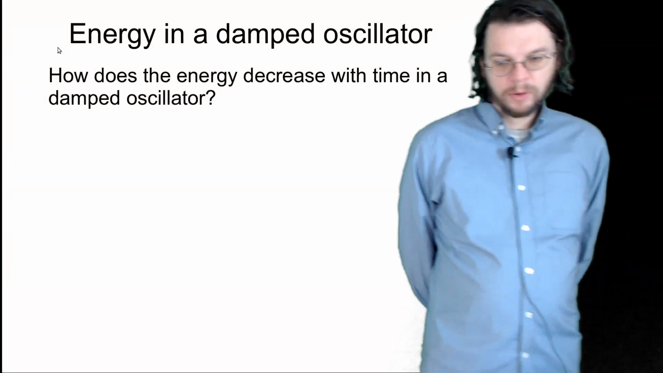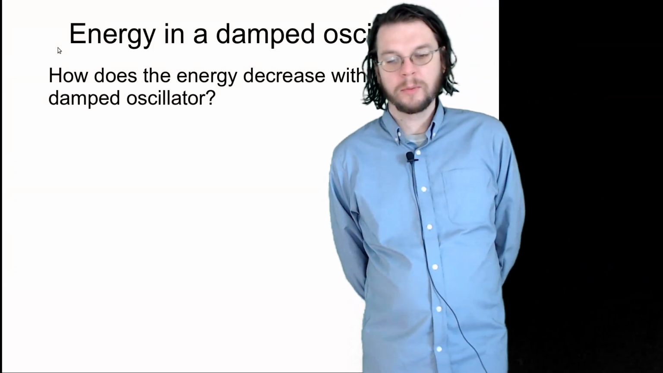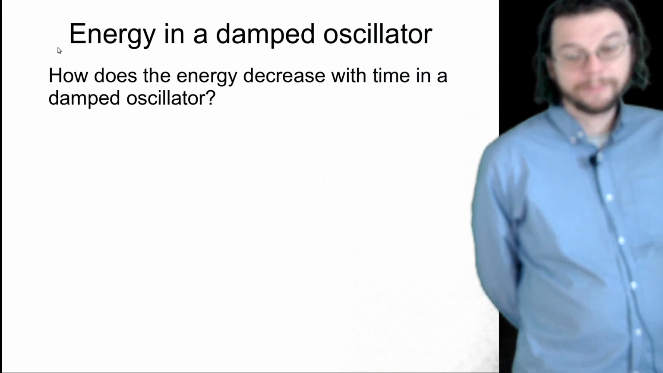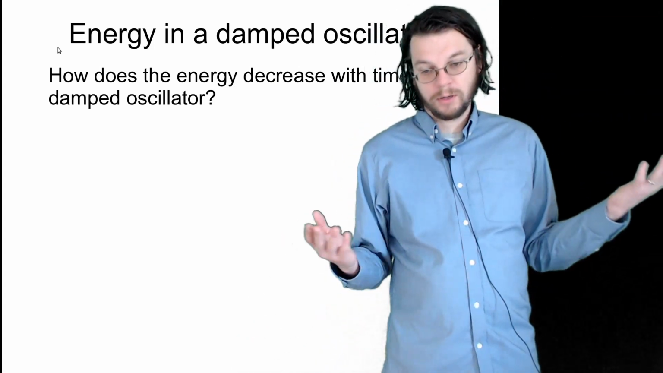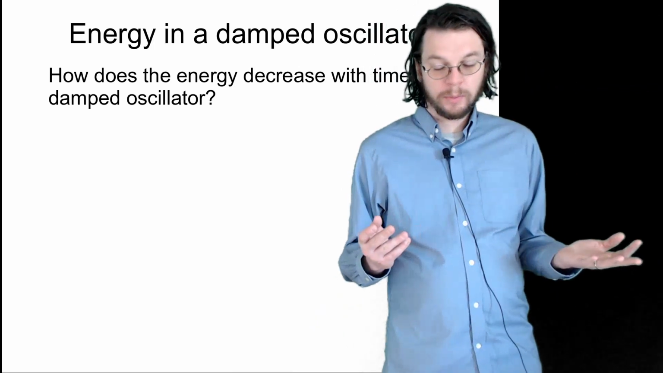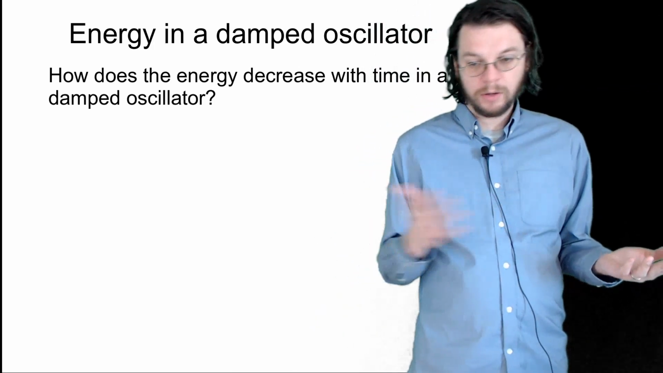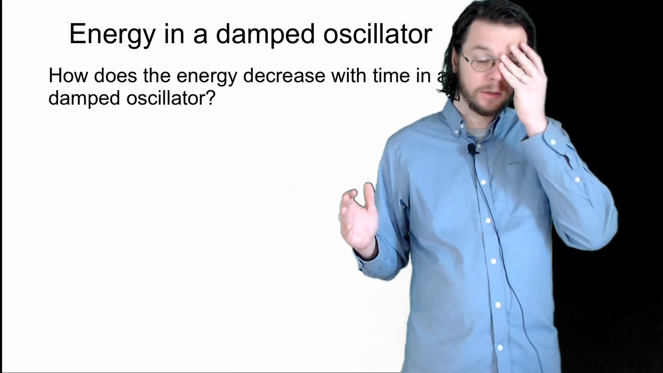All right, so the last part of this lecture is talking about how does damping affect the energy in an oscillator. So if there wasn't any damping, the oscillation would keep on going on and on and on until the end of the universe or whatever.